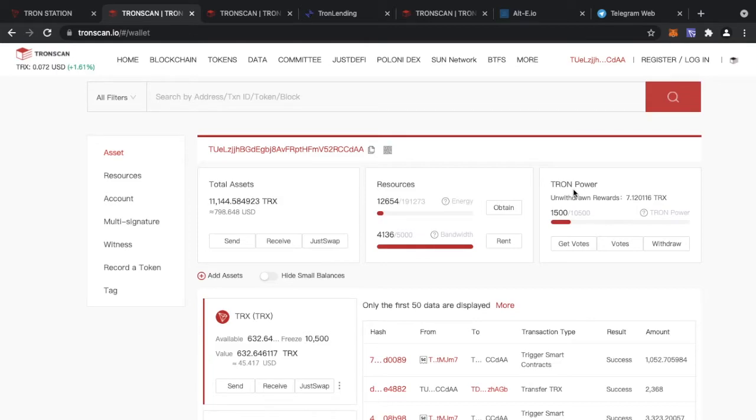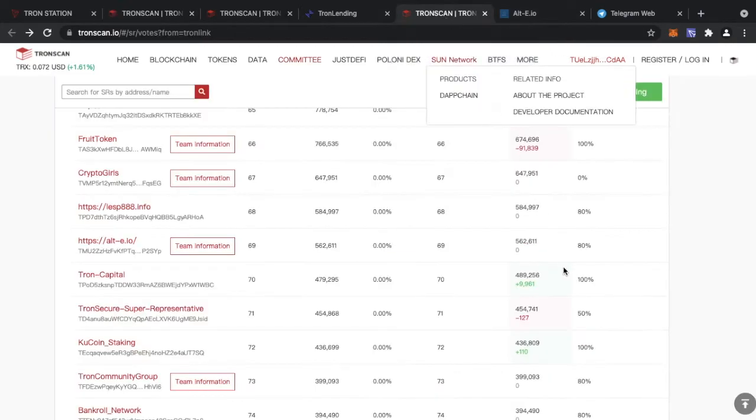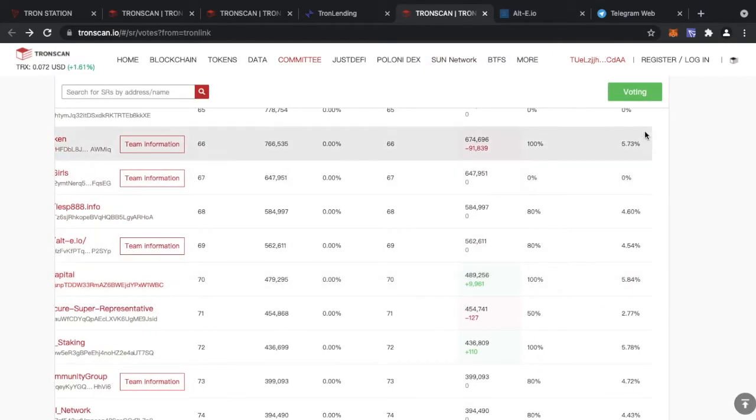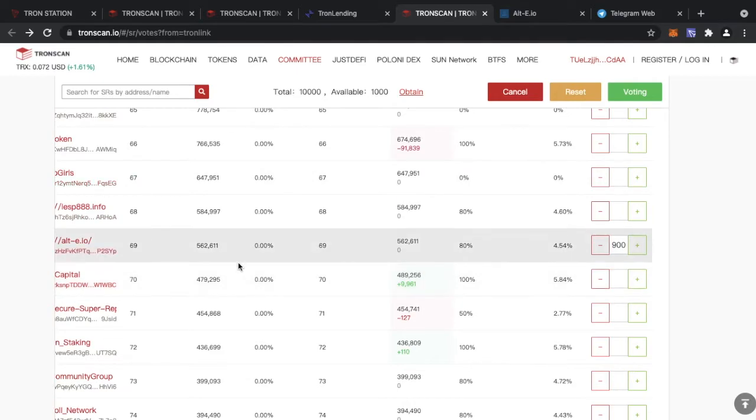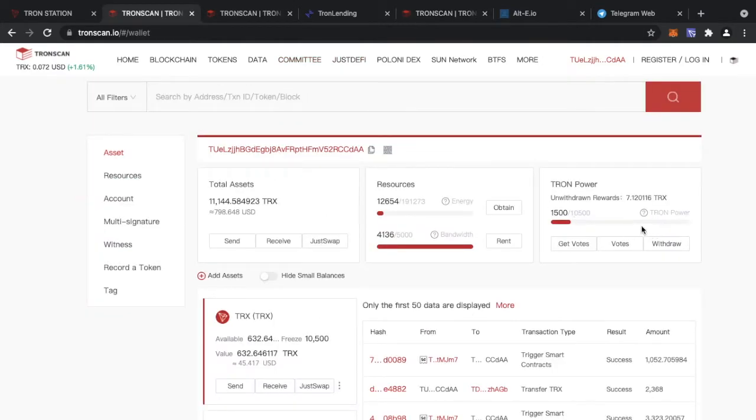And for every vote that I gave to Alt E, so if I go back here to Alt E and I go to voting and I go to number 69, I've given them 9,000 votes. So 9,000 votes, and that basically has given me 7 Tron in rewards. That's totally free of charge. So Tron Power is used for voting, and then the users gain Tron Power through freezing. And then in return, if you vote for a super representative, you get rewards back.